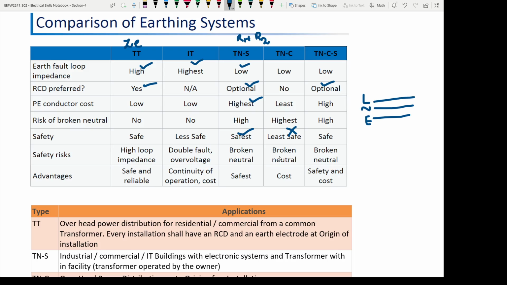So, advantages, if you compare: safe and reliable for the TT. Cost wise, TNS is the very costly one, but it is the safest one. And TNC is very low cost wise, but safety wise it is not good, so we don't use this one. TNCS provides a mix of safety as well as cost. Some places they use the TNCS as well.